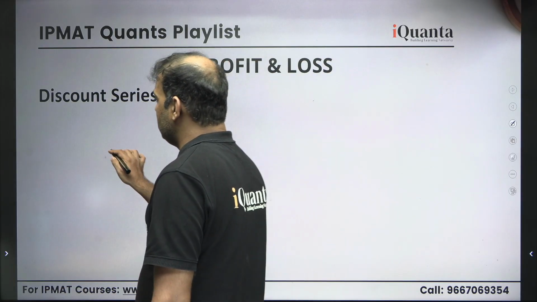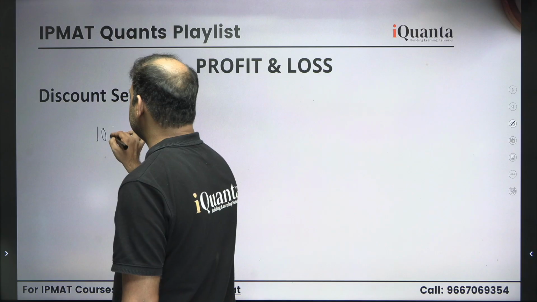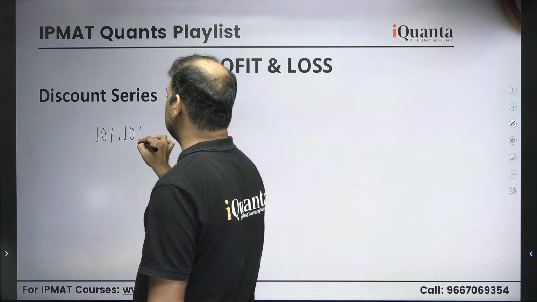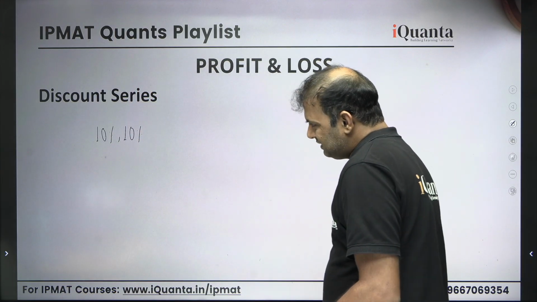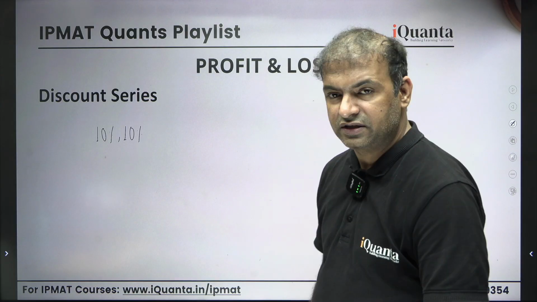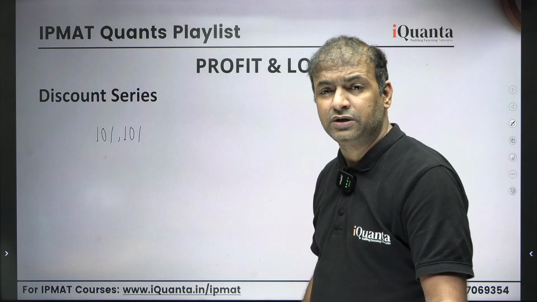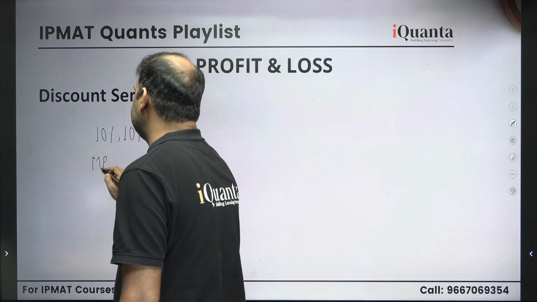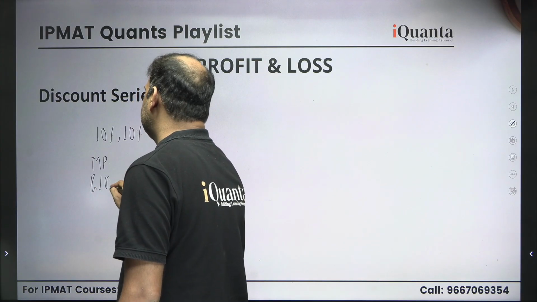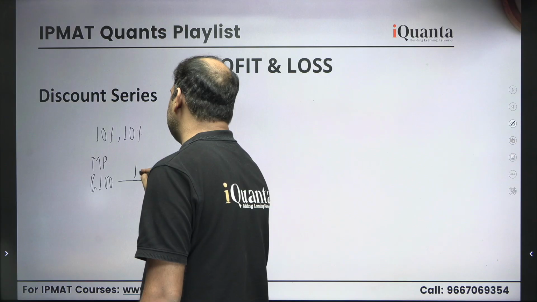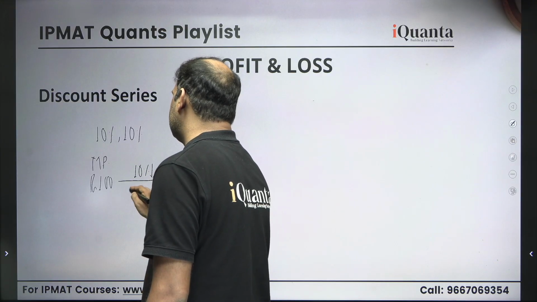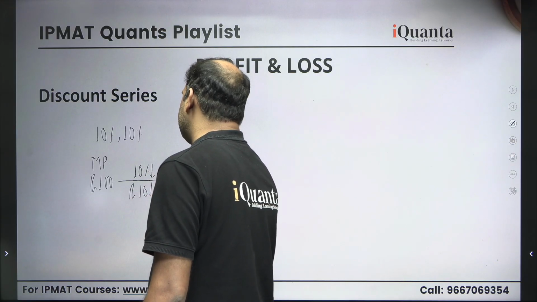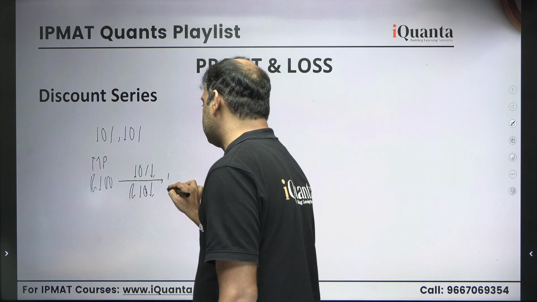Let's say guys we are putting a discount series of 10 percentages and again 10 percentages, right? Let's say the first discount is 10%, and discount is always put on mark price. So let's assume the mark price is rupees 100. The first 10% discount is given on 100 rupees. 10% of 100 is rupees 10, and by this we'll get the selling price, which is 90 rupees.